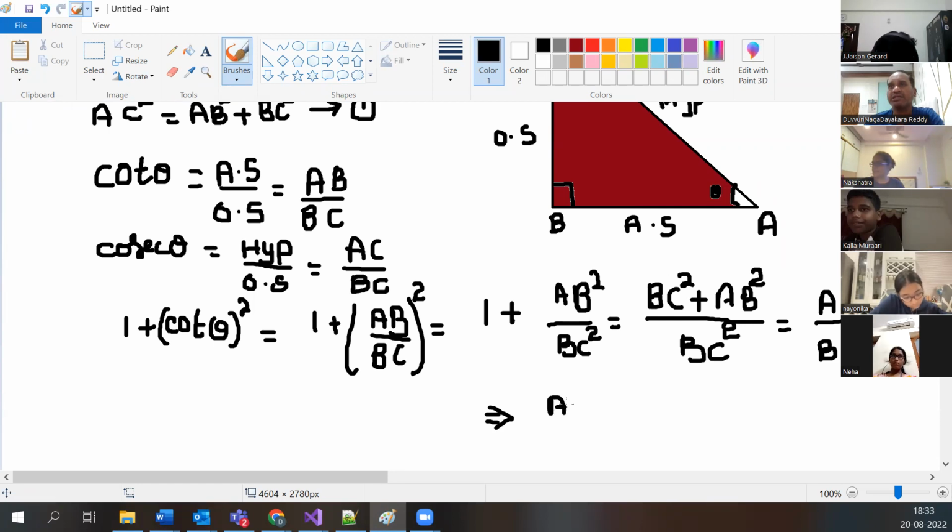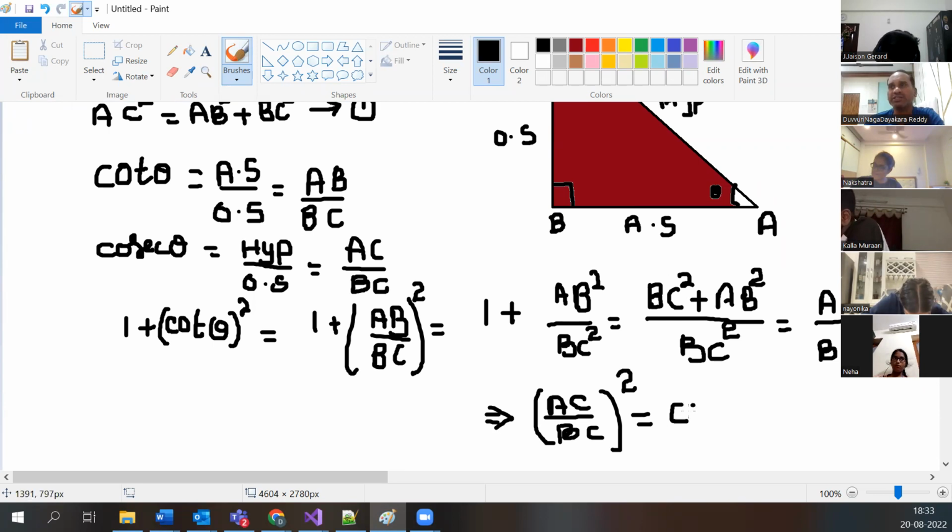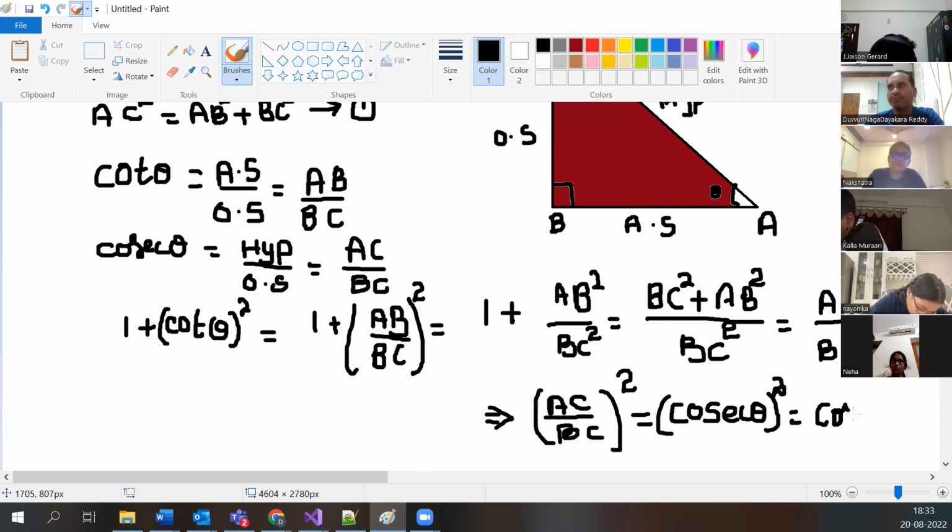How can we write this? AC by BC, whole square. But we know that AC by BC is equal to cosecant theta whole square, which is equal to cosecant square theta. Is it clear, children?